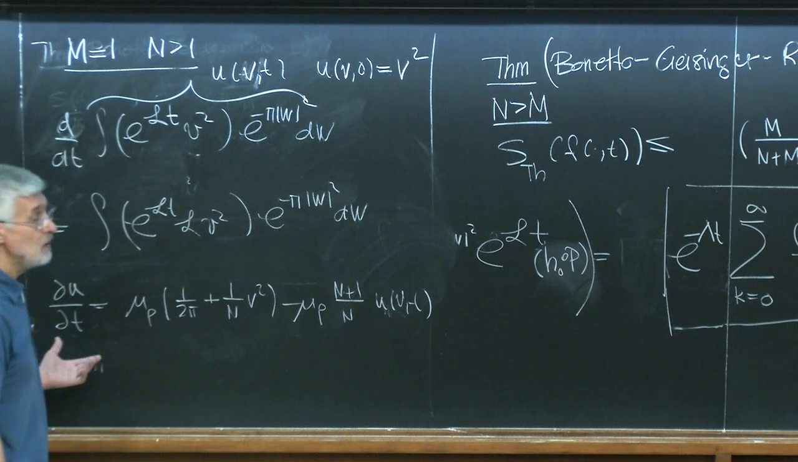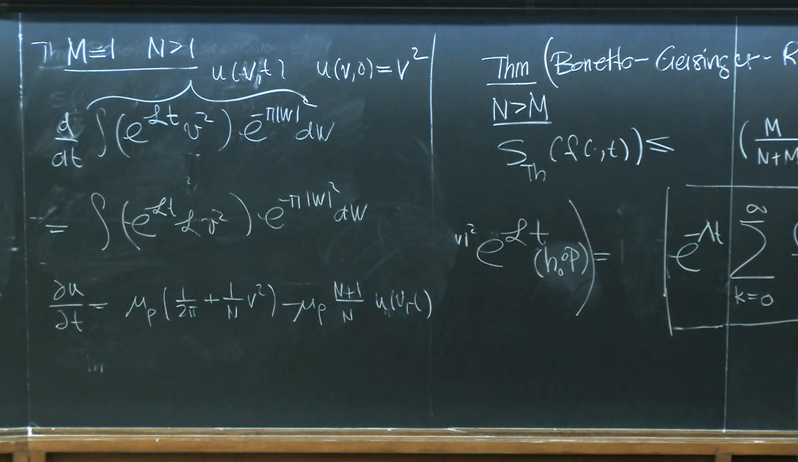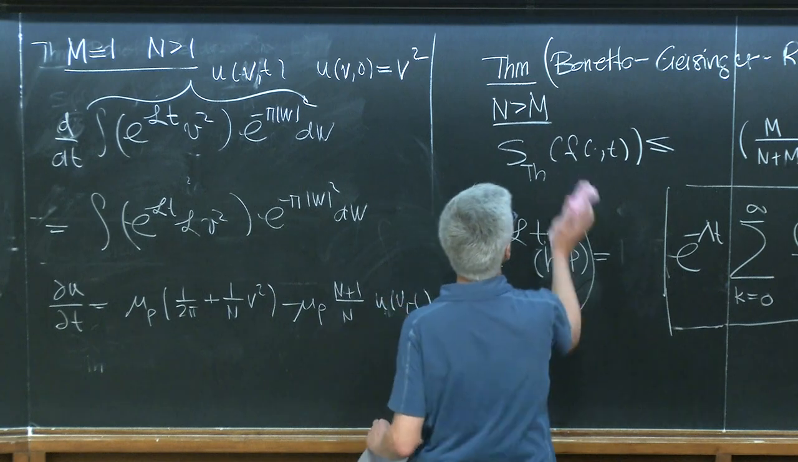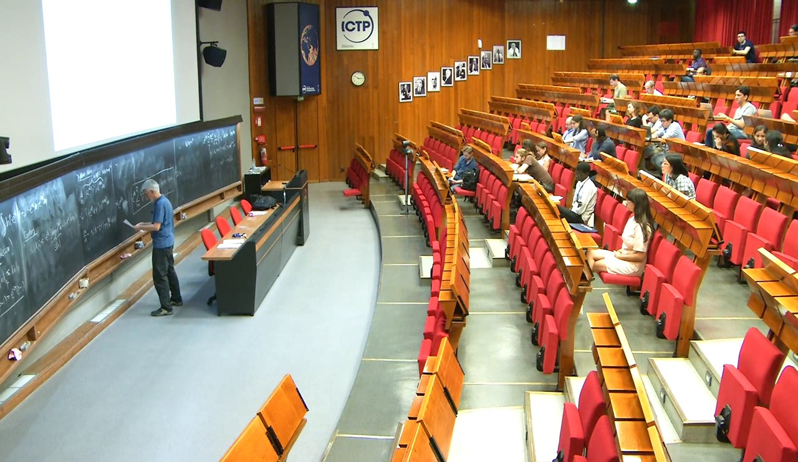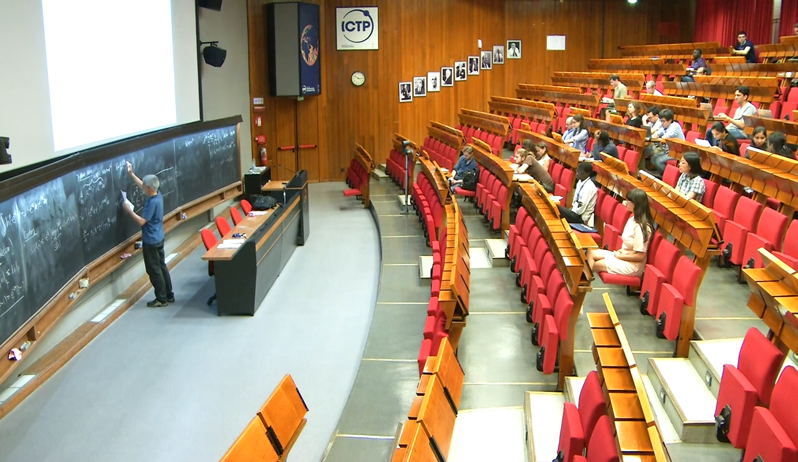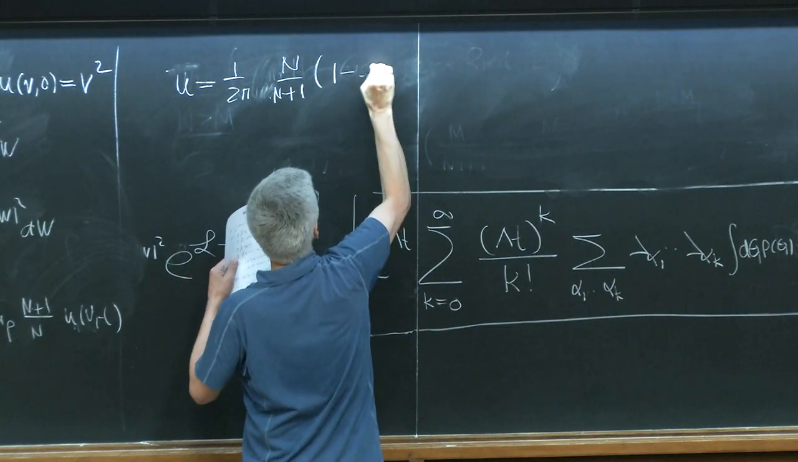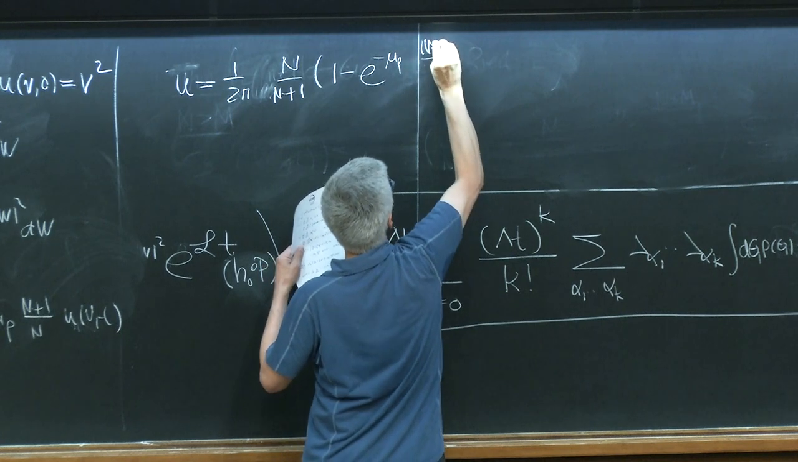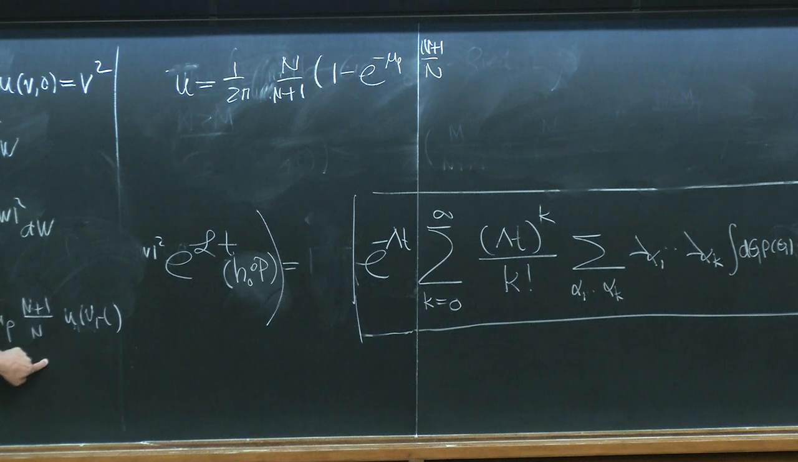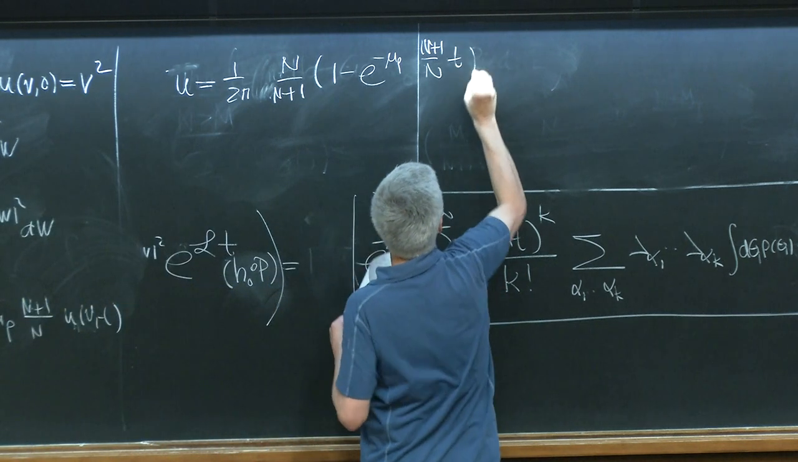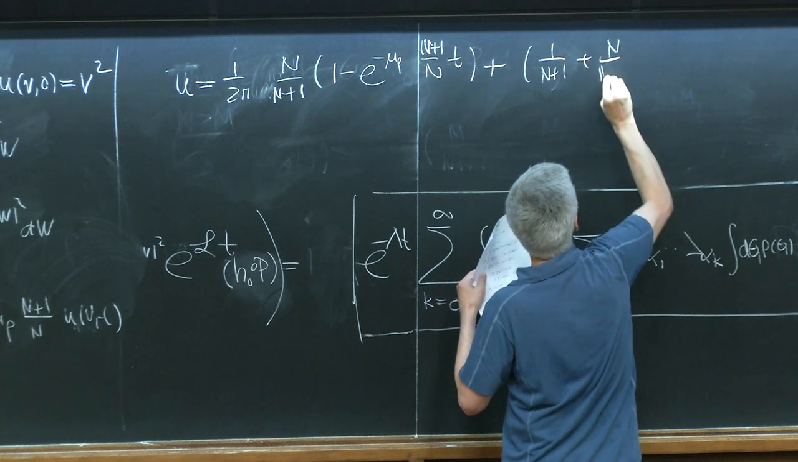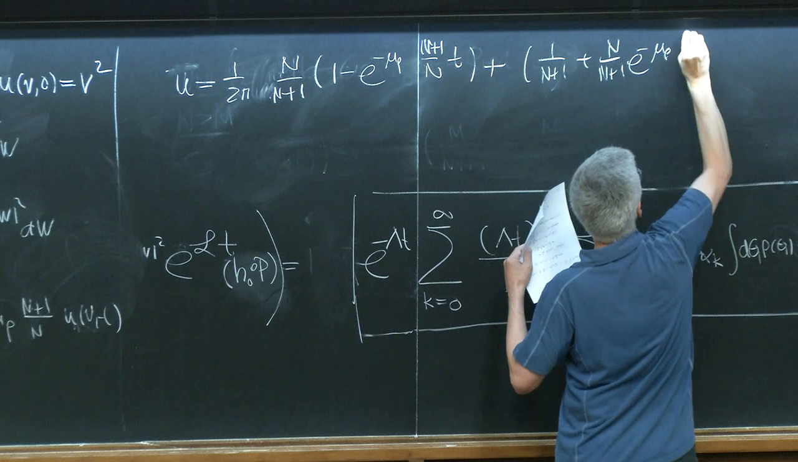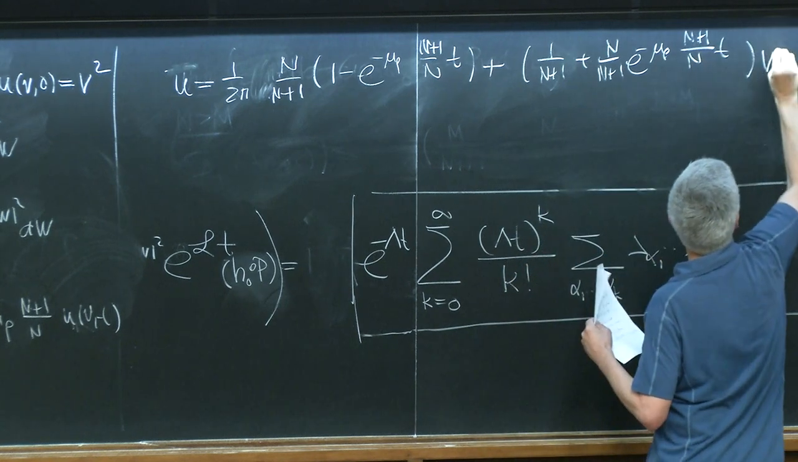Now, this is a linear ordinary differential equation, so everybody knows how to solve it. And what do we get? We get that u is equal to 1 over 2 pi, n, I should write it this way, n plus 1, times 1 minus e to the minus mu rho (n plus 1 over n) t. That's perfectly reasonable because that's your rate of decay, right? Plus, and then you get 1 over n plus 1 plus n over n plus 1 times e to the minus mu rho (n plus 1 over n) t, times v squared.